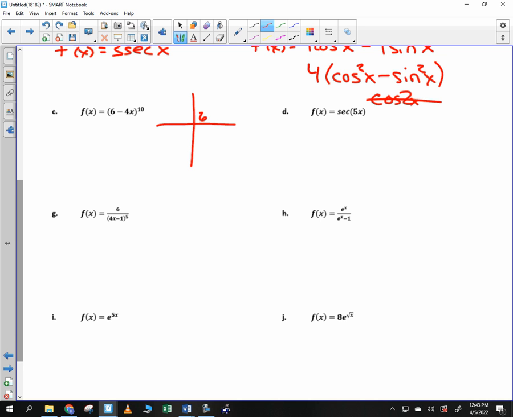Yep, so I have 6 minus 4x on the inside, and the outside I have u to the 10th. Derivative of the inside is negative 4. What's the derivative of the outside? Yeah, so you get f prime of x is negative 40 times 6 minus 4x to the 9th power.